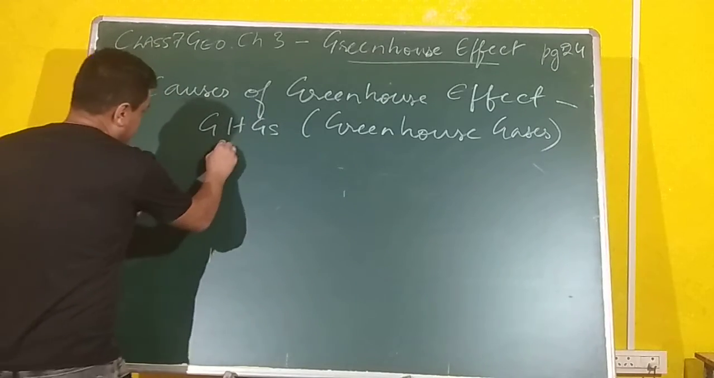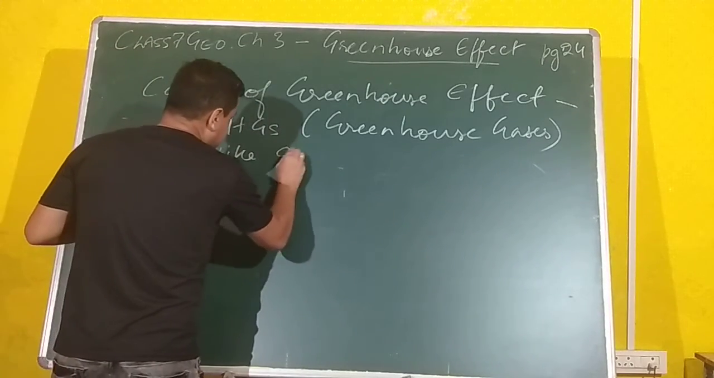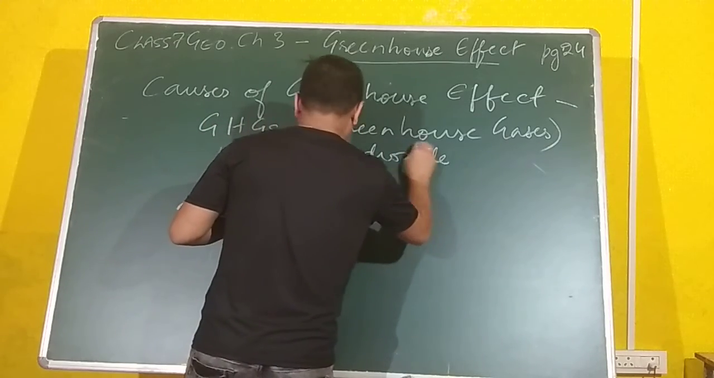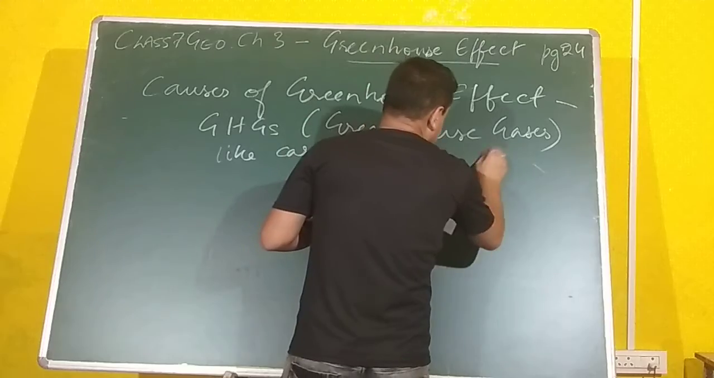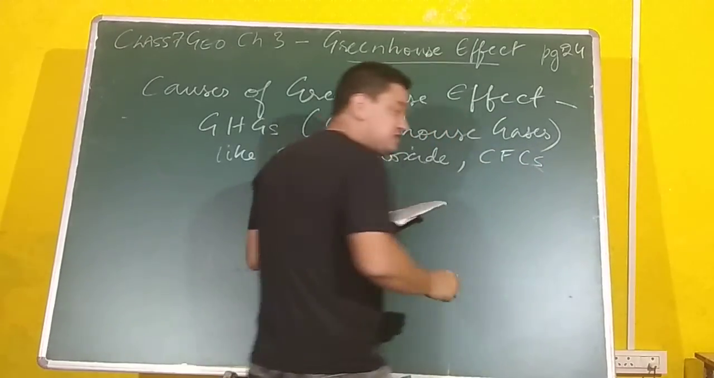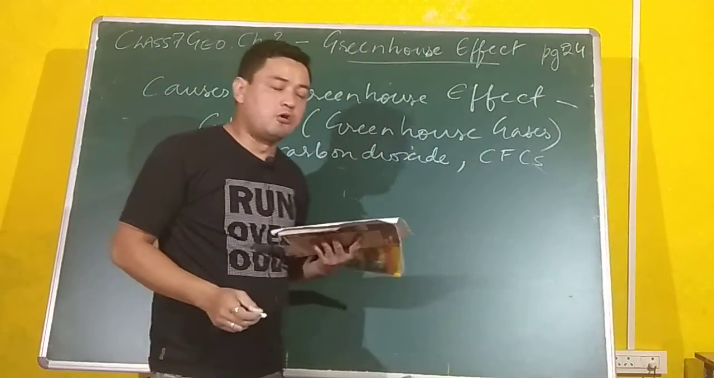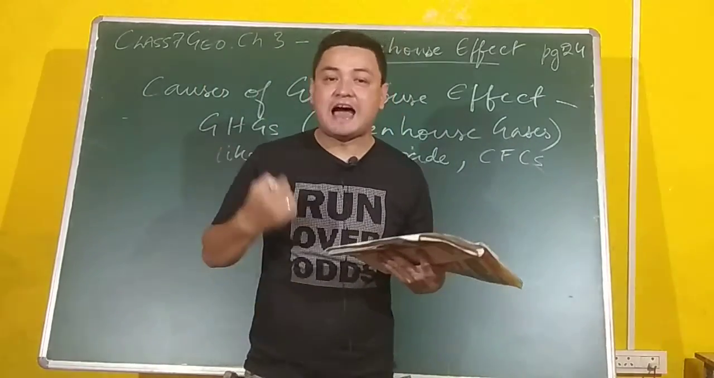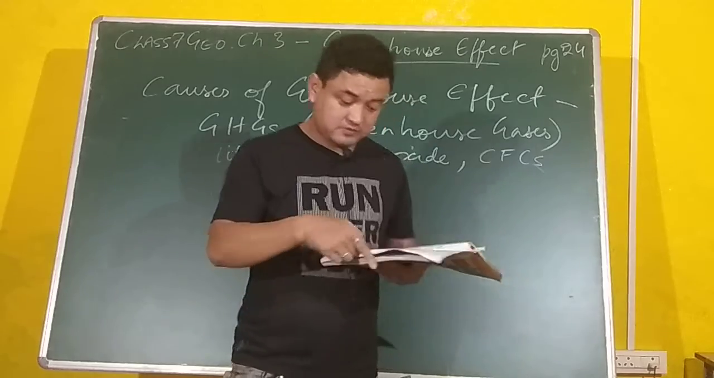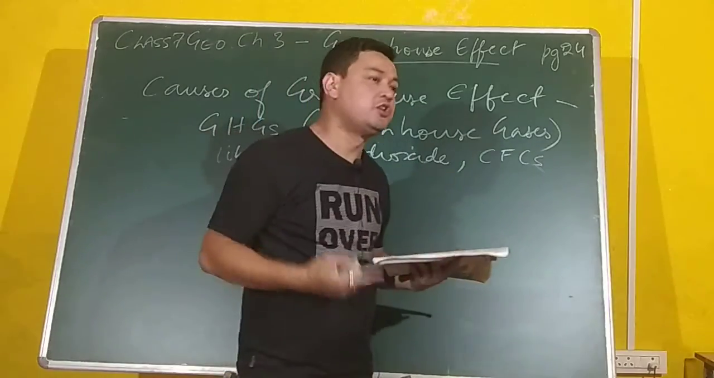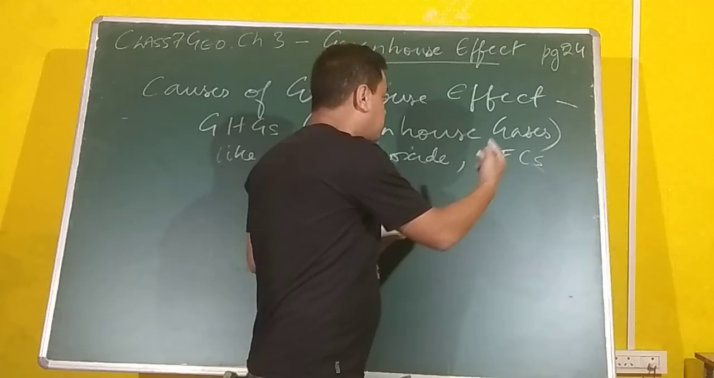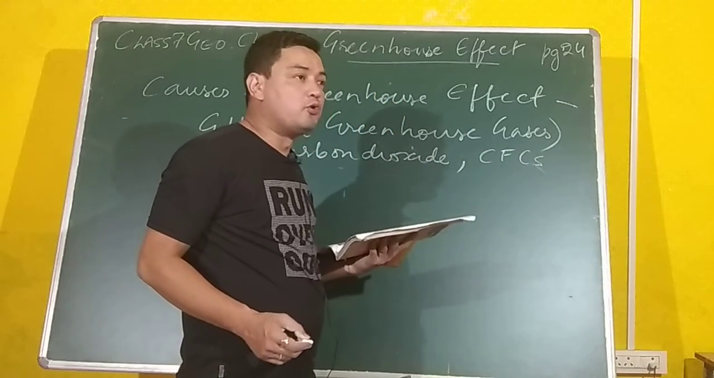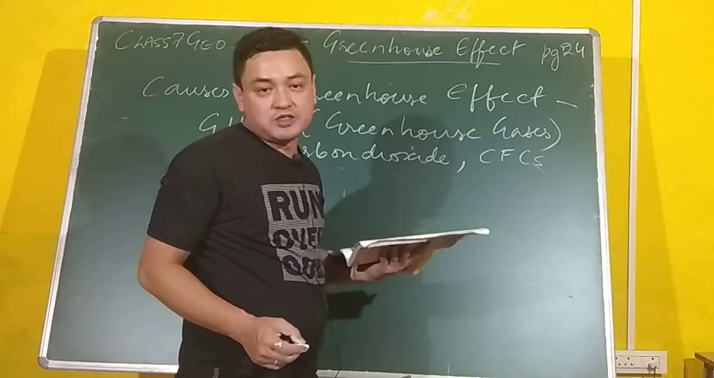Like carbon dioxide, and CFCs, which we studied last time. CFCs are known as chlorofluorocarbons, which are found in aerosol sprays and refrigerators. Thrown away or damaged refrigerators emit chlorofluorocarbons, which basically stay in the atmosphere for more than 10 years and eat away the ozone.